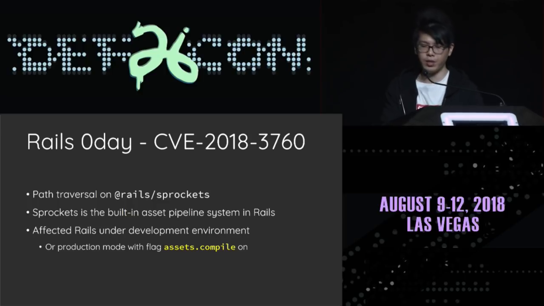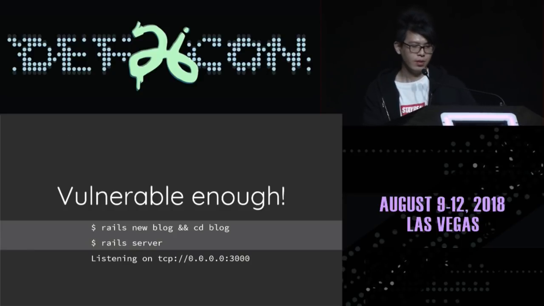The next case is Ruby on Rails. Sprockets is the asset pipeline system in Rails, which means that all static files will be managed, compiled, and served by Sprockets. And of course, we found a problem here. But unfortunately, Rails only uses the asset pipeline system in development mode. Also, this only affects development mode. The default Rails command is under threat, so you can simply reproduce the bug with just two commands, rails new and rails server.